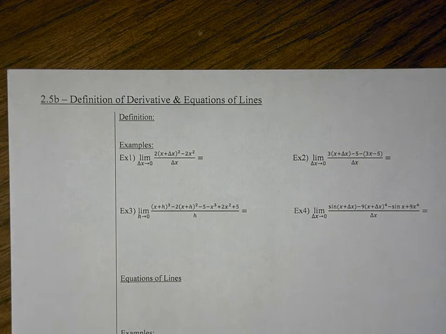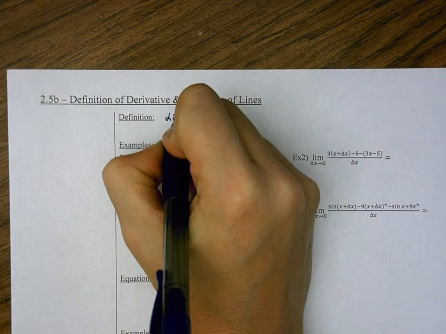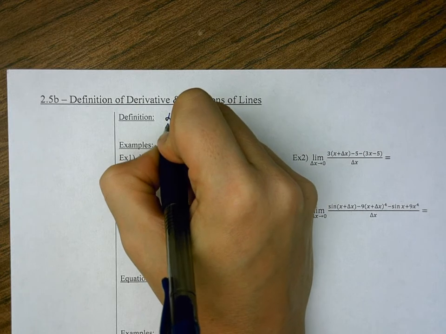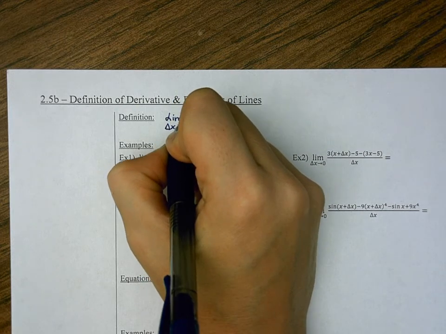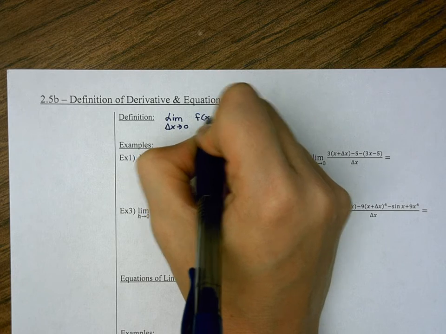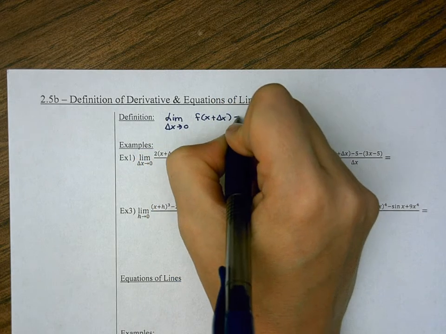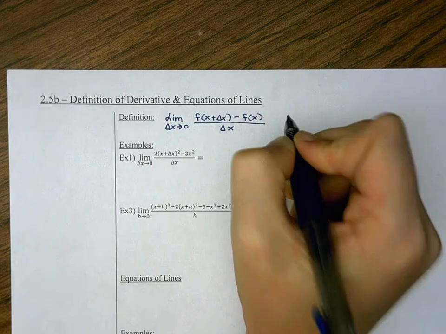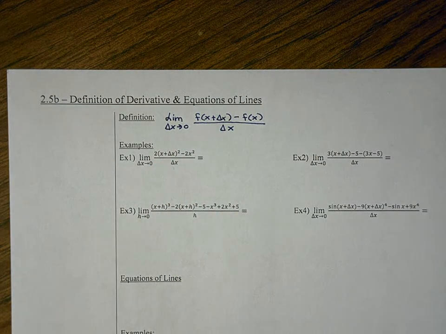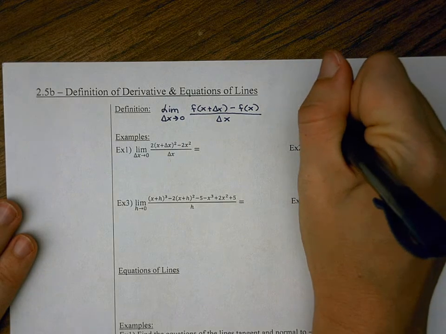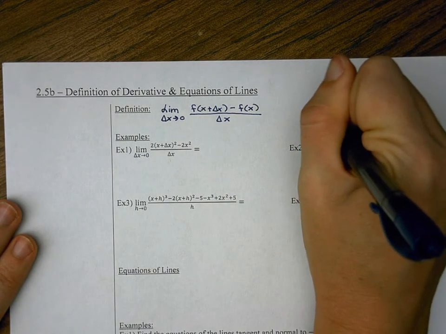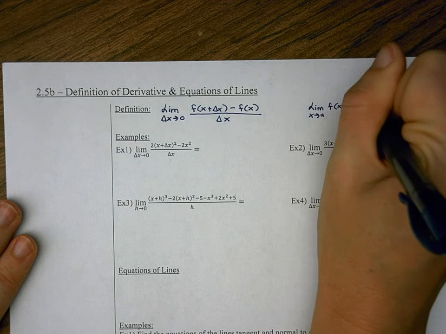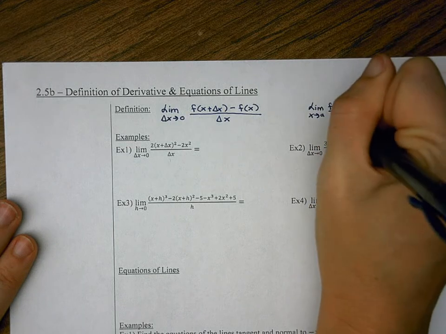Okay, so definition of derivative. You first saw this in 2.1. I gave you the definitions of derivative, and the primary one we are going to be looking at here is the limit as delta x approaches 0 of f of x plus delta x minus f of x all over delta x. There is a second one that I also gave you in 2.1. It's the limit as x approaches a of f of x minus f of a all over x minus a.